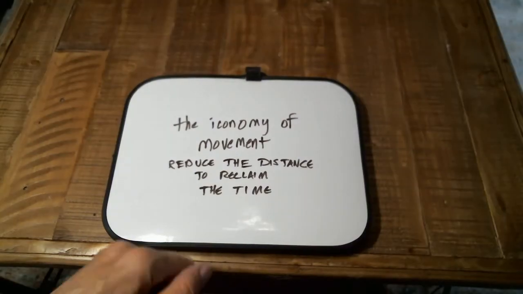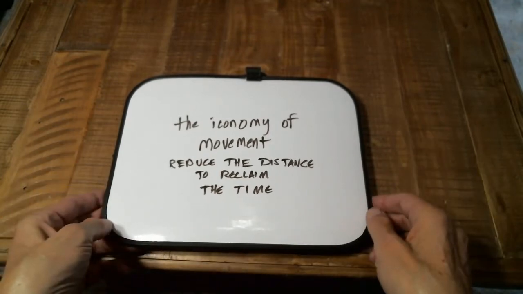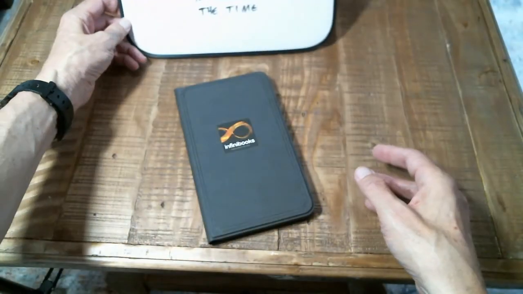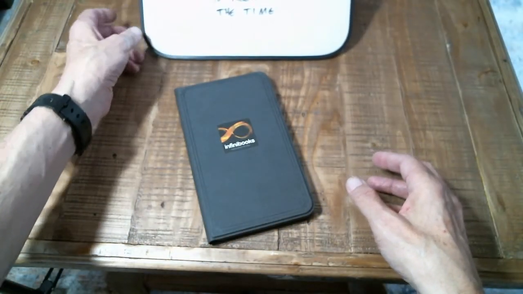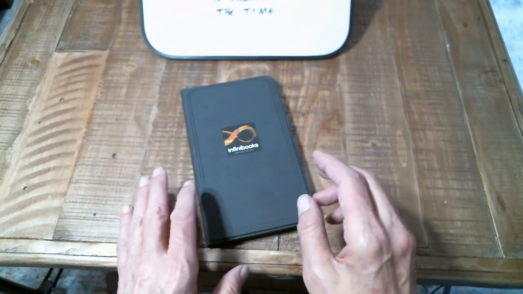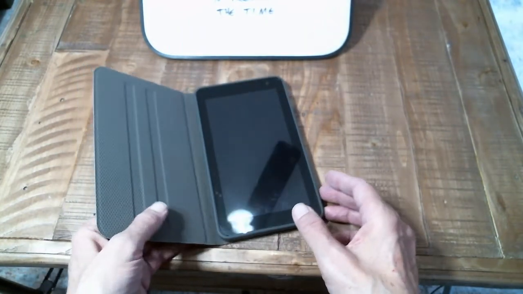All right, this is going to be a really short video called The Economy of Movement. And what I've done here is reduced the distance to reclaim the time. All right, I should set up a stand so I can set those up. Here's my InfiniBook. It's a Lenovo 7 tablet inside a Lenovo 7 case.